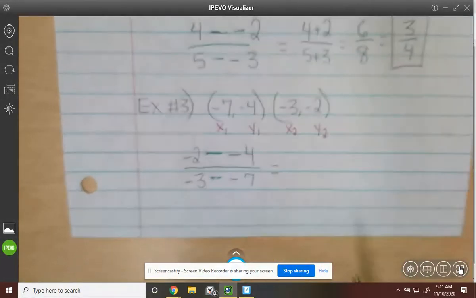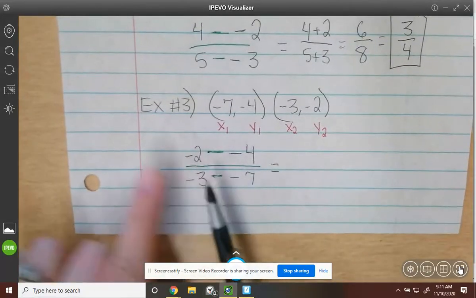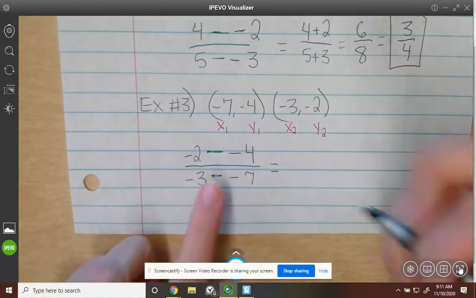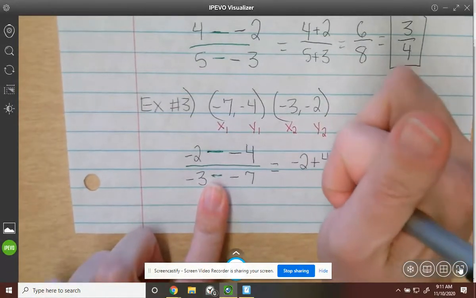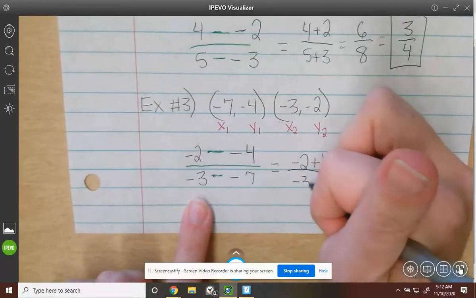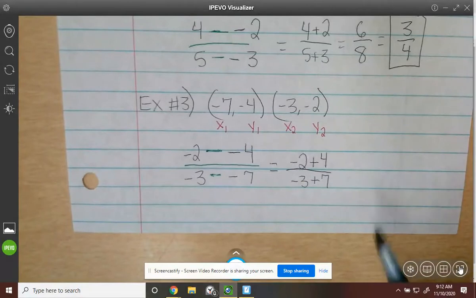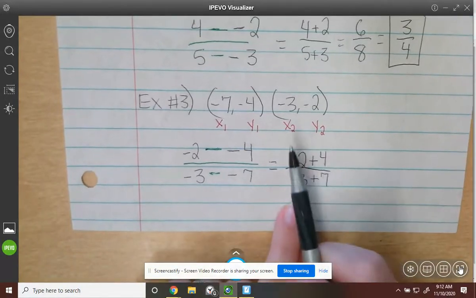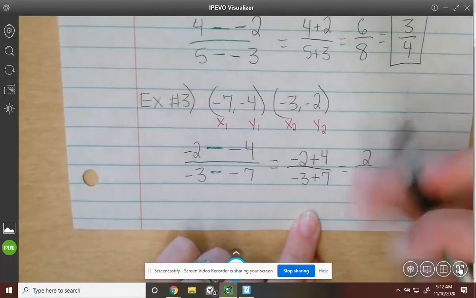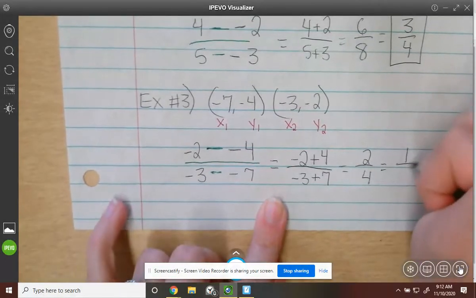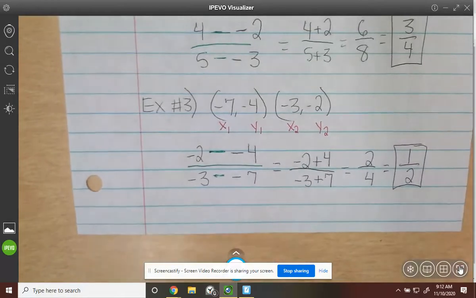Okay, once again, these become positive, these become positive. But these right here stay negative because there's not another negative right beside them. So this would be -2 plus 4, and a -3 plus 7. Okay, if you just type that in your calculator or just do 4 minus 2, you get 2. Type that in, or 7 minus 3, you get 4, and that is 1/2. All right, so that is slope formula.